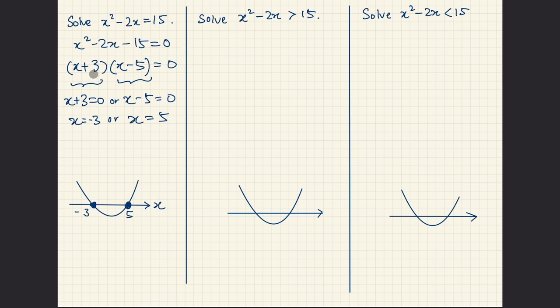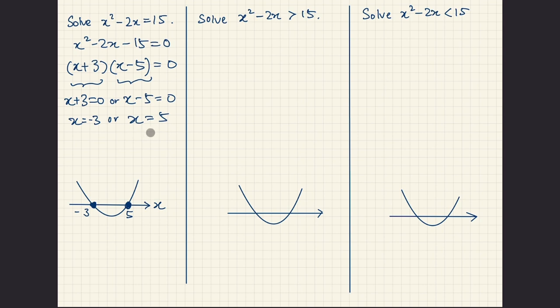Then factorizing the left hand side of the equation, I get (x plus 3) multiplied with (x minus 5) equals 0. Next we apply the zero product rule, and I get x plus 3 equals 0 or x minus 5 equals 0. Our solutions would be x equals negative 3 or x equals 5.